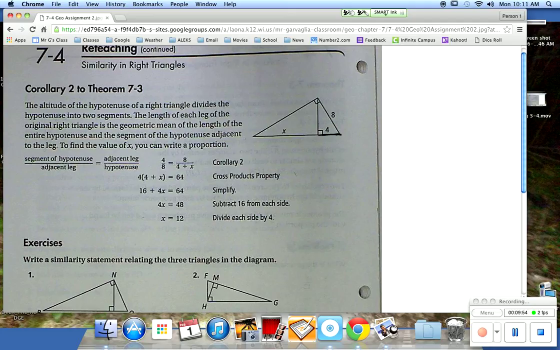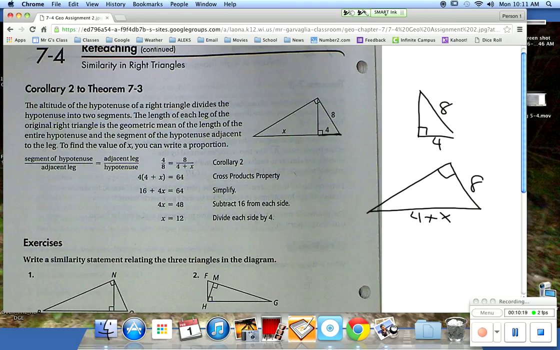If I was to break these out, this is 4 and 8. And then I look at this bigger triangle, which is like this. And here's my right angle. This 8 would be the leg, and it would be 4 plus x. This whole length right here, 4 plus x, would be my hypotenuse, if I was going to break those out into two triangles.